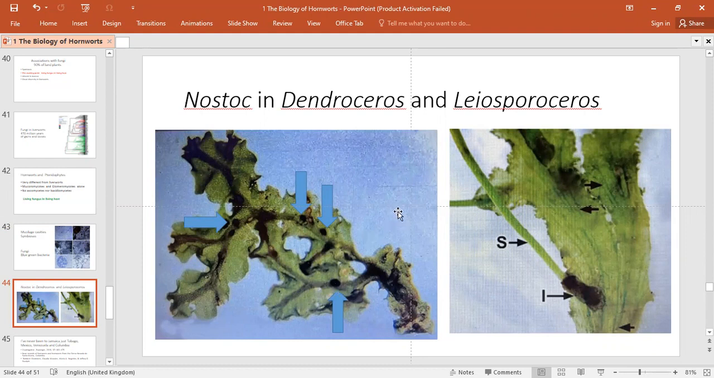And Leiosporoceros is different from all other hornworts in that the blue-green bacterial colonies are not in round blobs, but they're in lines. The blue-green bacterial colonies in Leiosporoceros occur as these blue-green lines all along the thallus. So if you see a hornwort and it's got these, you know it's Leiosporoceros. It can't be anything else.